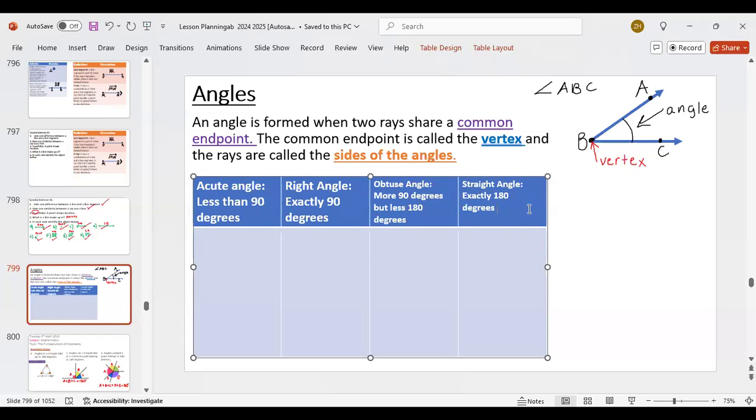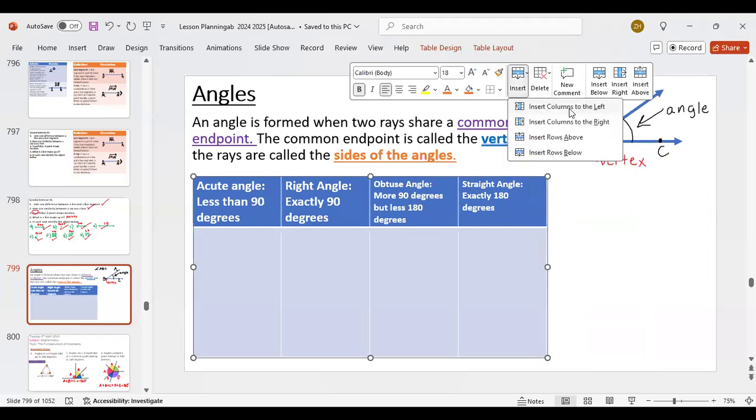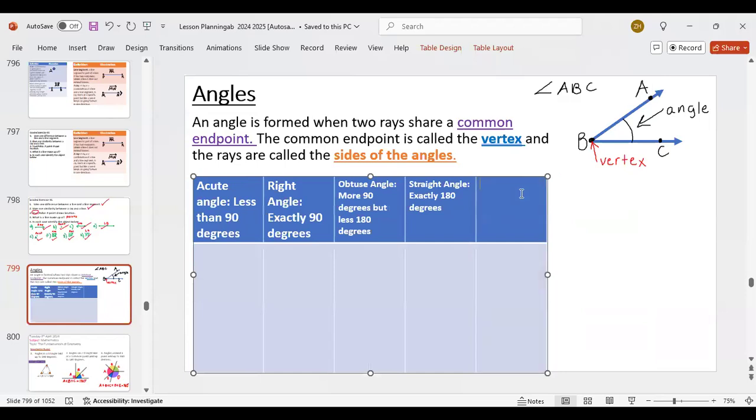There's one more, the reflex angle. It's going to be to the right. A reflex angle is going to be more than 180 degrees, but less than 360 degrees. Yes. An obtuse angle is supposed to be more than, thank you, more than 90 degrees.